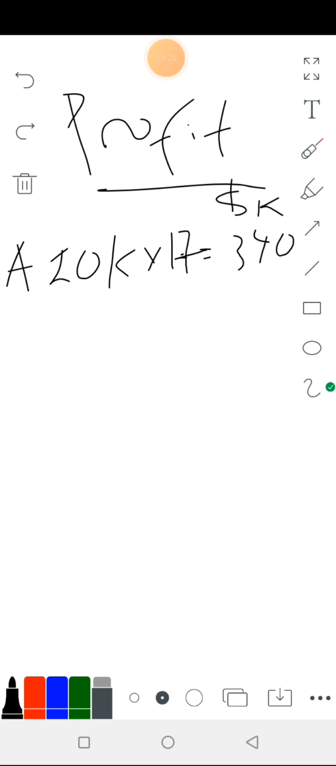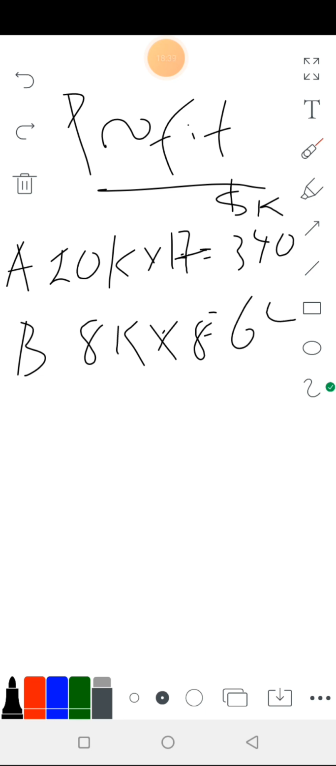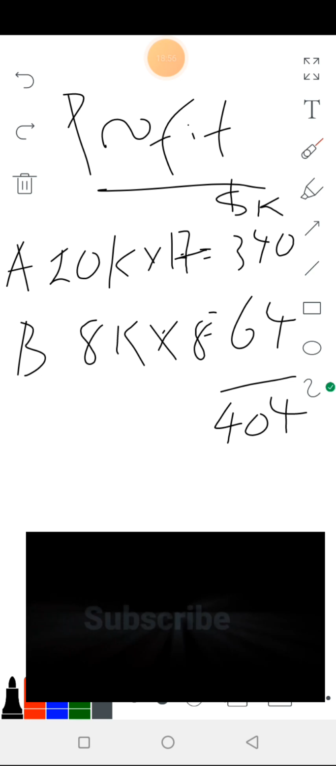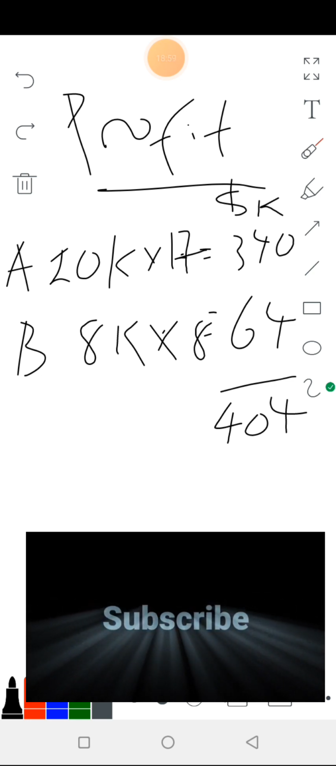Then for B, we know that we are going to produce 8,000 units of B, and the throughput for B was 8. So this gives us 64,000. So the total throughput of these two products is 340 plus 64, that's $404,000. But then we are not yet finished because there are factory costs to consider.